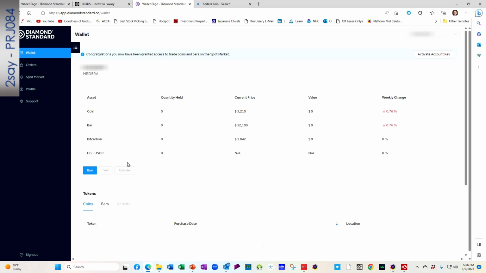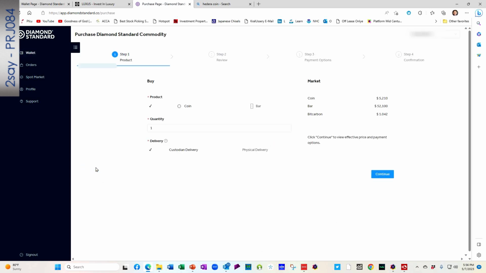Today we want to buy, so I'm going to click on buy, and now it asks me what do I want to buy. Do I want to buy a coin or a bar? Well, I want to buy a coin. It defaults to that. How many? I want to buy one coin. And I want physical delivery. Now you can see it defaults here to the custodian, the Brinks Vault in Delaware, but I want to take delivery here. Now here's the current price of a diamond coin, $5,210. All right, I'm going to click on OK to continue.